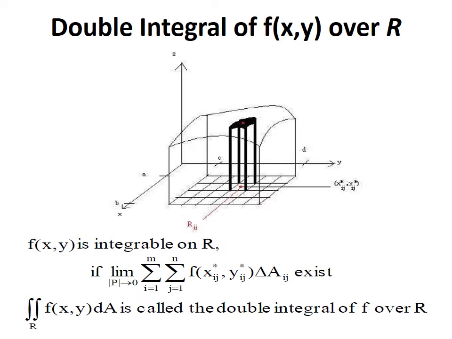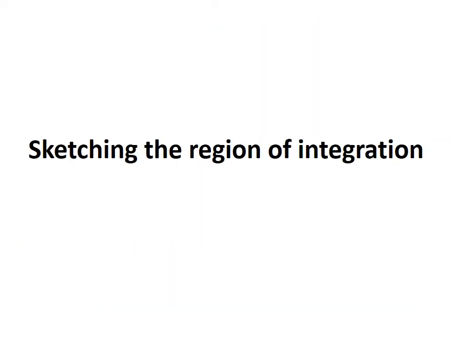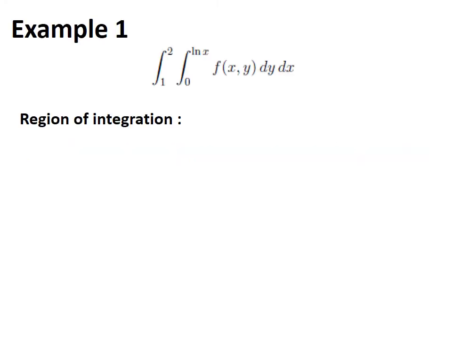However, the double integral of dA over a closed region R can be taken as the area of that region, but not the double integral of f of x comma y dA. With this understanding, we will see how to sketch the region of integration.